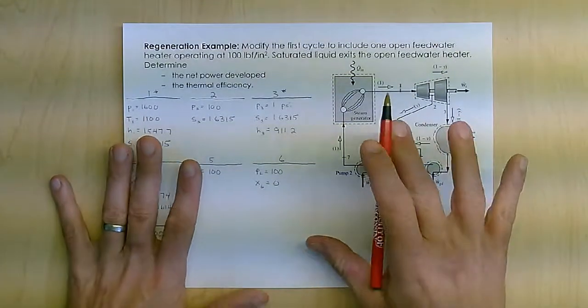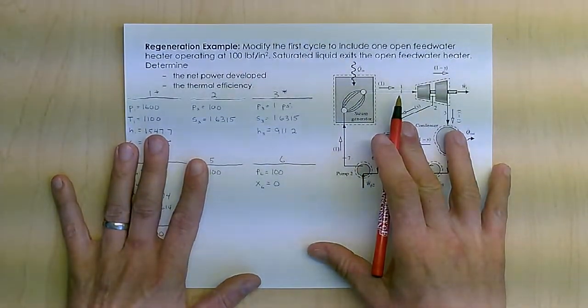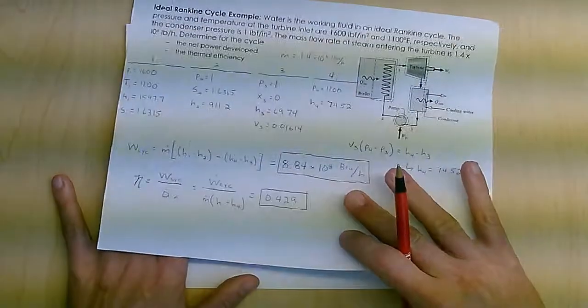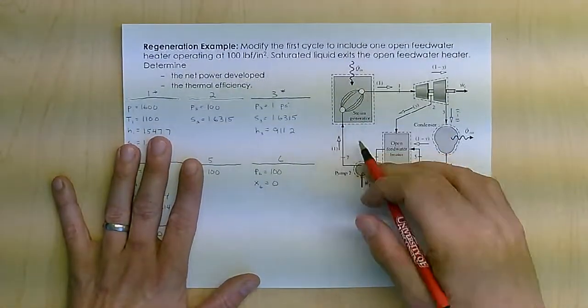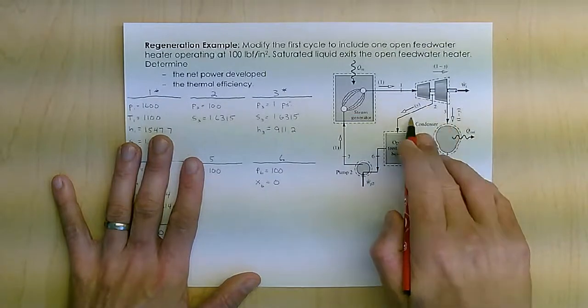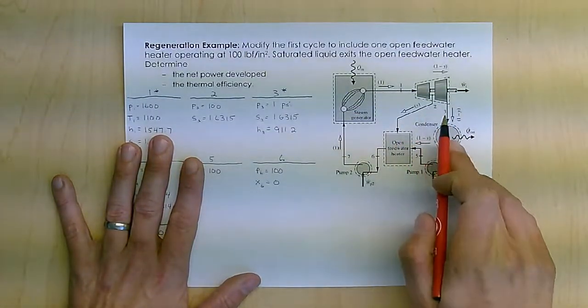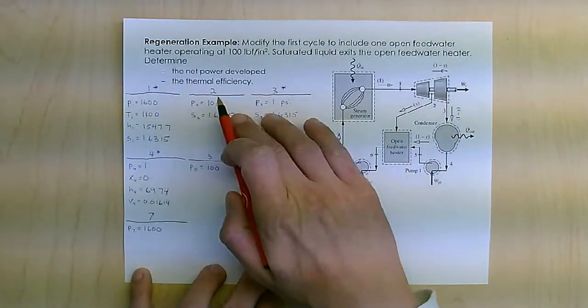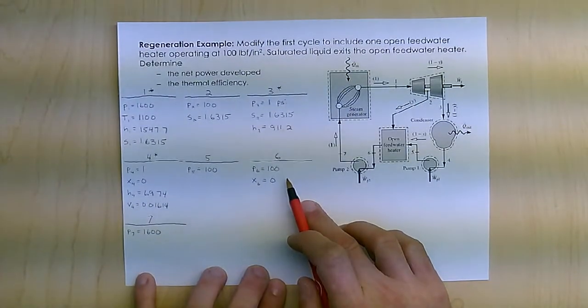Okay, here we're going to look at that same system we looked at initially, the one we looked at back here. But we're going to add an open feed water heater to it. So we're going to pull off at 100 psi. So pressures 2, 5, and 6 are all at 100 psi.